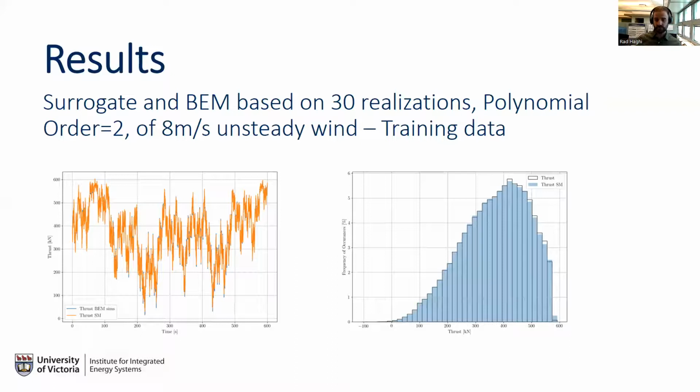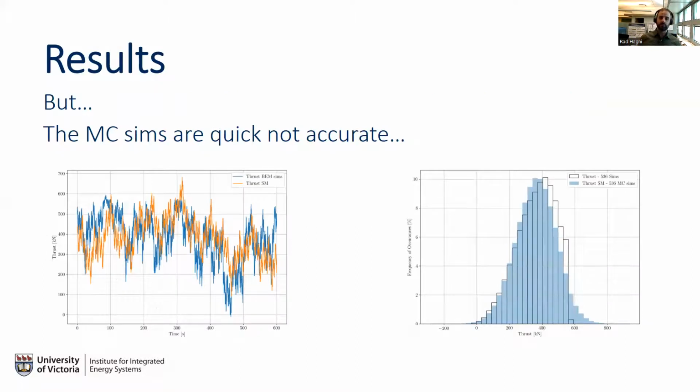If you look at the initial results that we had, this is for polynomial order 2. It's not that high a polynomial order, so it's easy to fit. It's not that expensive. It is based on 30 realizations, so 30 simulations of the model. Again, computationally not expensive. And the thrust from the simulation and from the surrogate model matches very well. Also, statistically, it matches very well. However, this is the same data, so it is the data that I use for training.